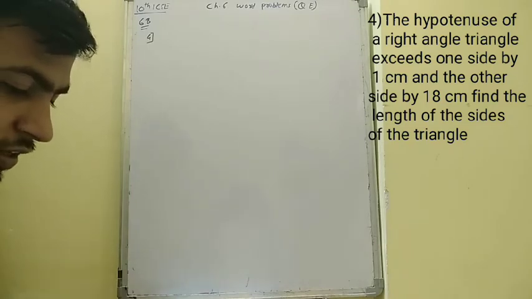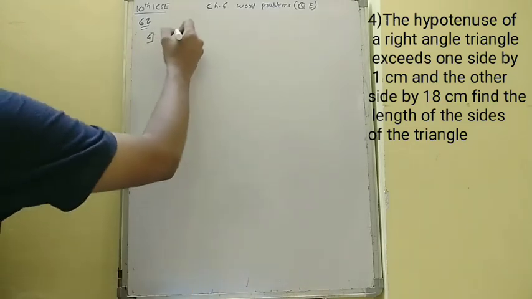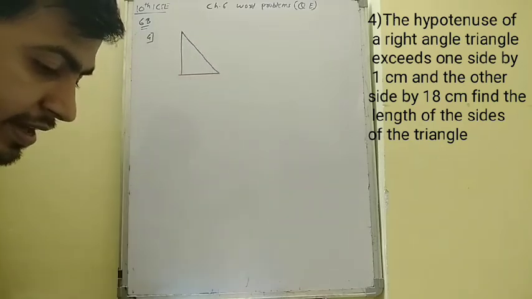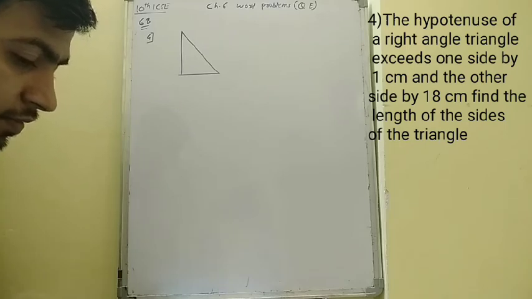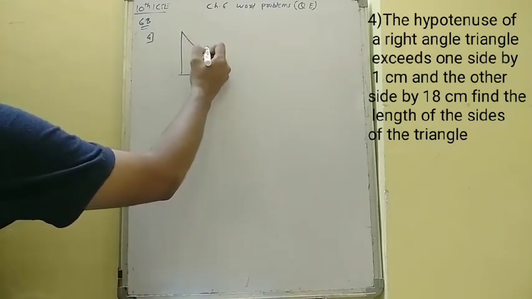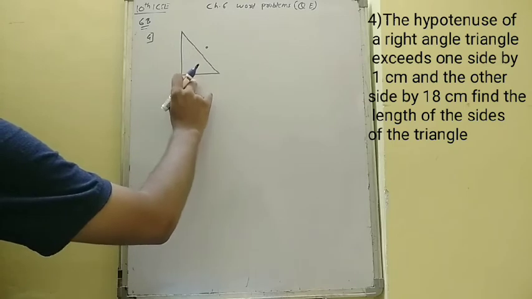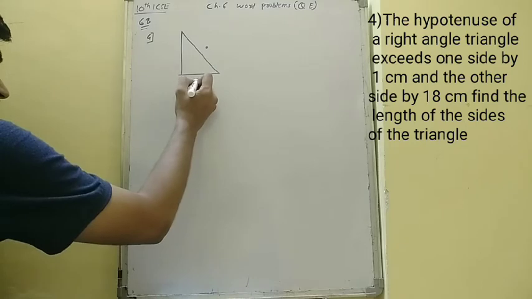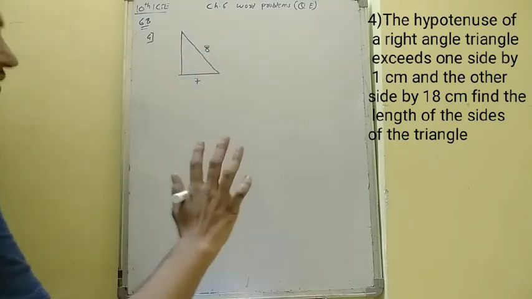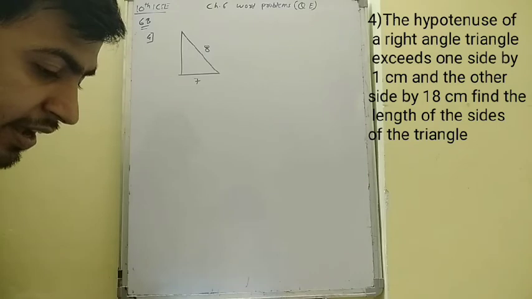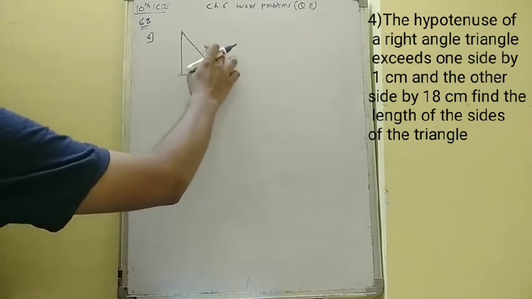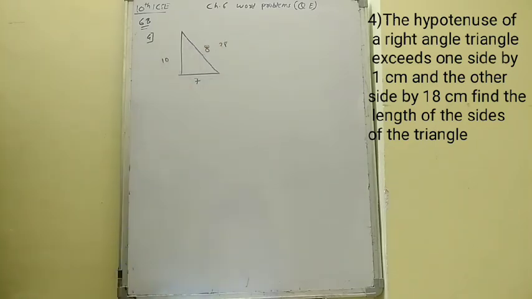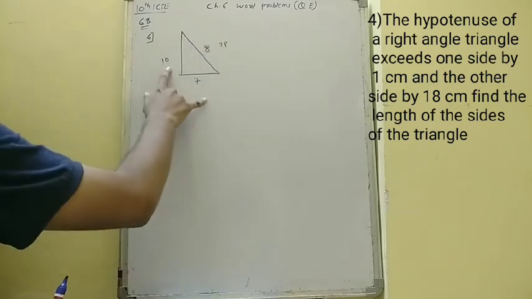Now we'll start with the next question, that is the fourth one. The hypotenuse of the right angle triangle exceeds one side by 1 centimeter. Means this hypotenuse is greater than one side by 1 centimeter. Okay, मतलब ये इससे 1 centimeter से बड़ी. For example, if this is 7 and it is 8, for example, okay, and the other by 18, और इससे ये 18 से बड़ी है. समझो ये 10 है तो ये 28 रहेगा, 18 से बड़ा है. It is like that. इसका मतलब ये क्लियर है कि this sides are smaller.